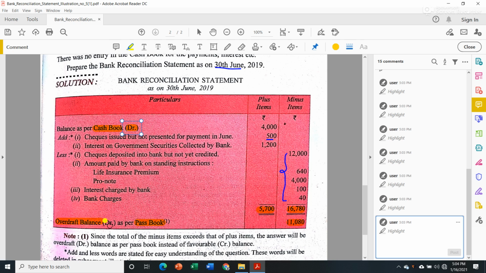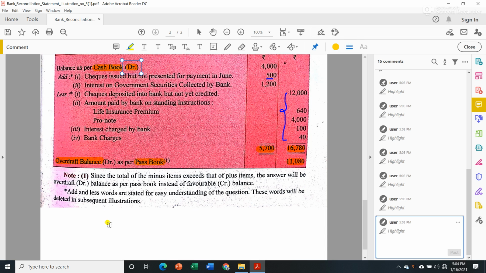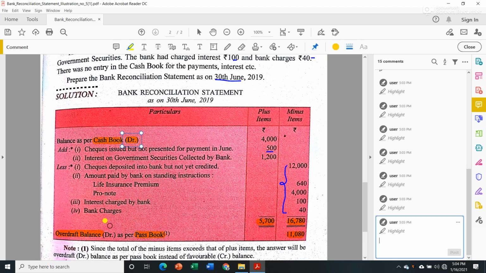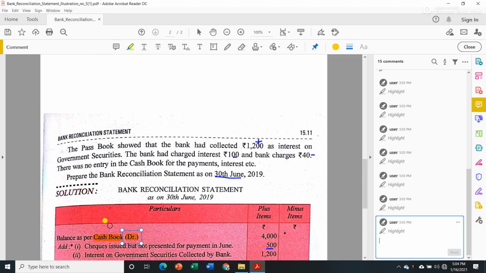Now these 5 questions were related to point number 1. Point number 1 means when we have a debit balance as per cash book at the starting. I hope you have understood these problems, and in our next session we will start the second point of doing a bank reconciliation statement. For this session we will wind up here.